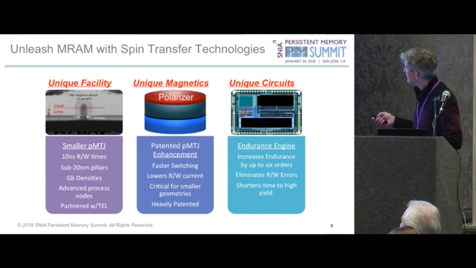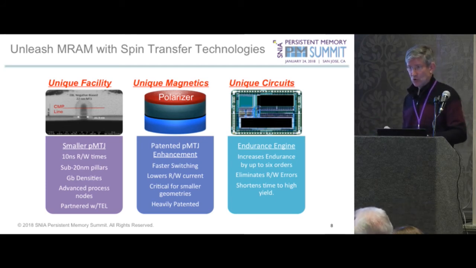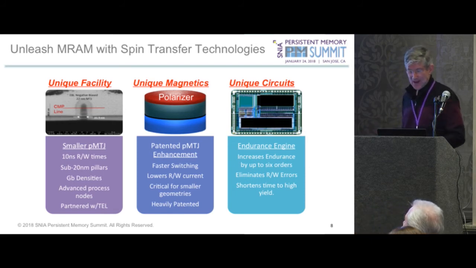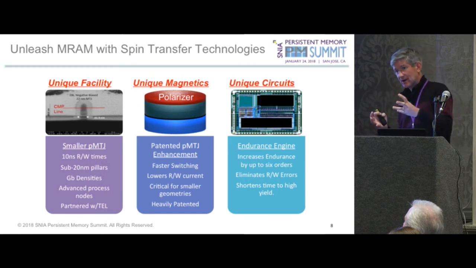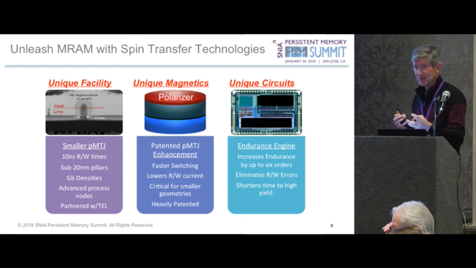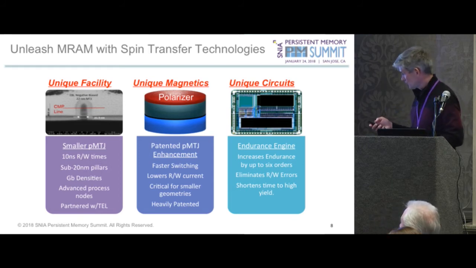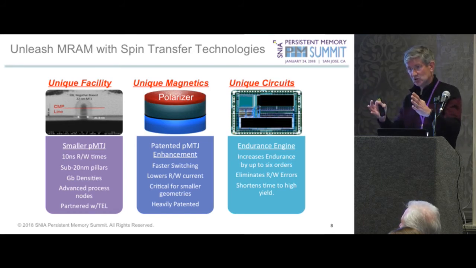And then we have unique magnetics. We have a polarizer, which is a layer or two that can be added to anybody else's MTJ, and we get faster switching and lower write currents, which are critical for smaller dimensions. But what is uniquely fascinating for me when I first joined was the unique circuits. We have something called an endurance engine. It is a piece of circuitry that understands the physics of the MTJ and can use that to boost endurance by up to 6 orders of magnitude by reducing the electrical stress on the MTJ. That mathematical description of the switch allows the endurance engine to take hold.